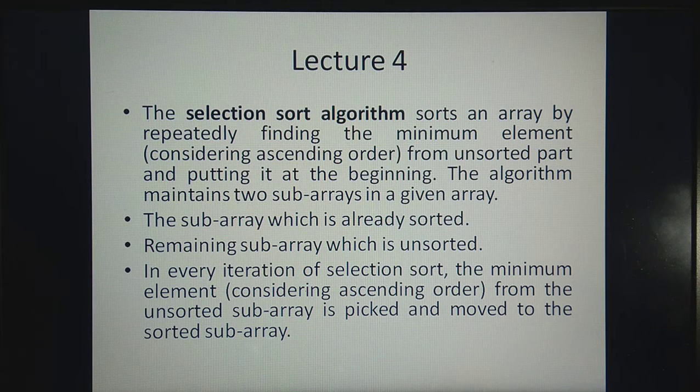Okay, so what is the selection sort? The selection sort algorithm sorts an array by repeatedly finding the minimum element, considering ascending order, from the unsorted part and putting it at the beginning. The algorithm maintains two subarrays in a given array: the subarray which is already sorted, and the remaining subarray which is unsorted. In every iteration of selection sort, the minimum element from the unsorted subarray is picked and moved to the sorted subarray.